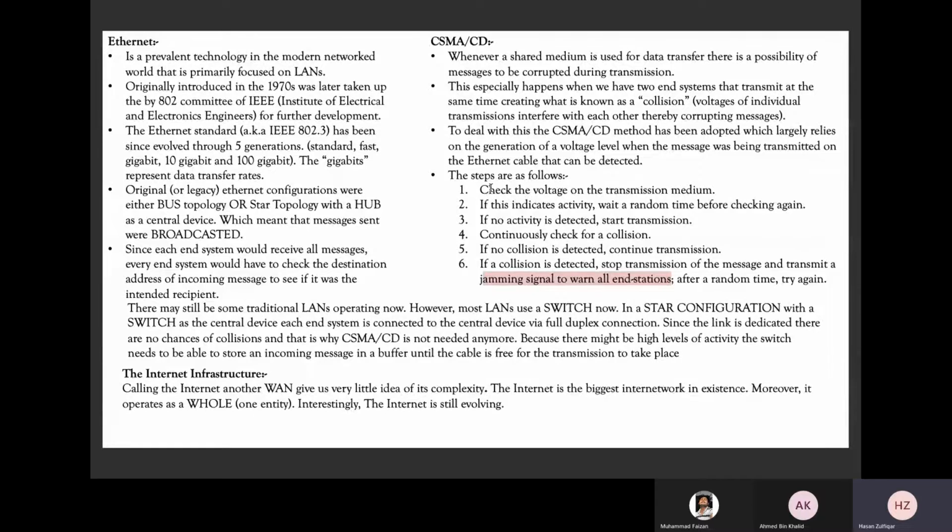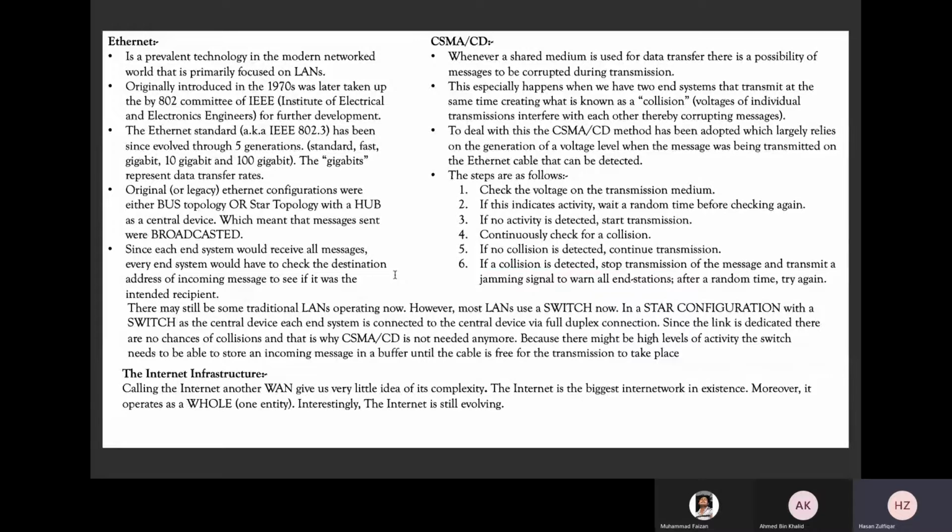And its setbacks include chances of collision, and we handle collision this way. Now, when the star topology became popular, and especially in the event of a switch, your star configuration with the switch was implemented in such a way that you really didn't need carrier sensing multiple access collision detection anymore. Well, and why?